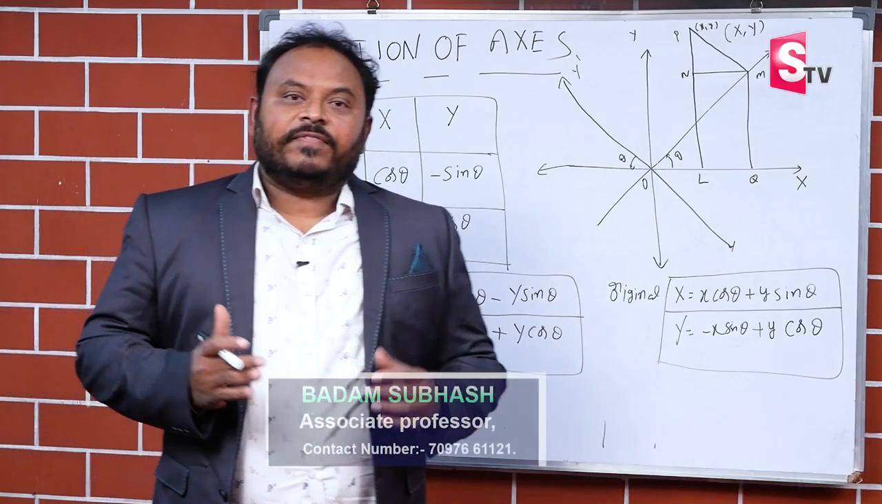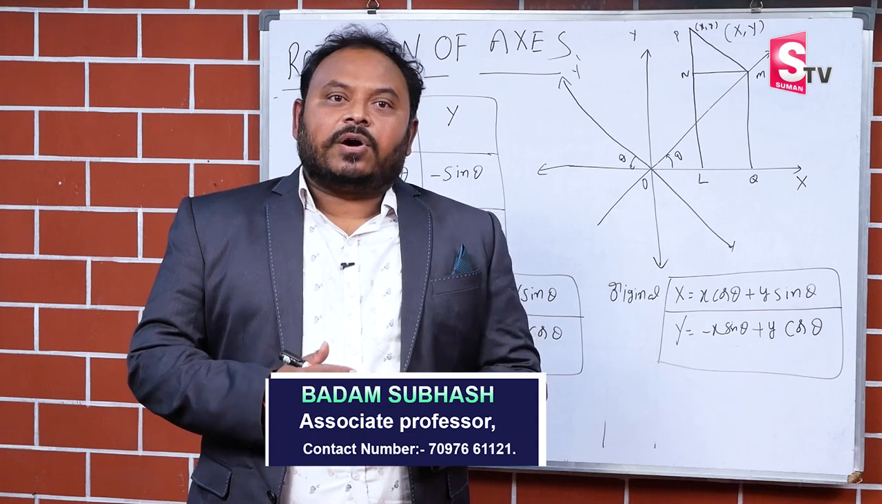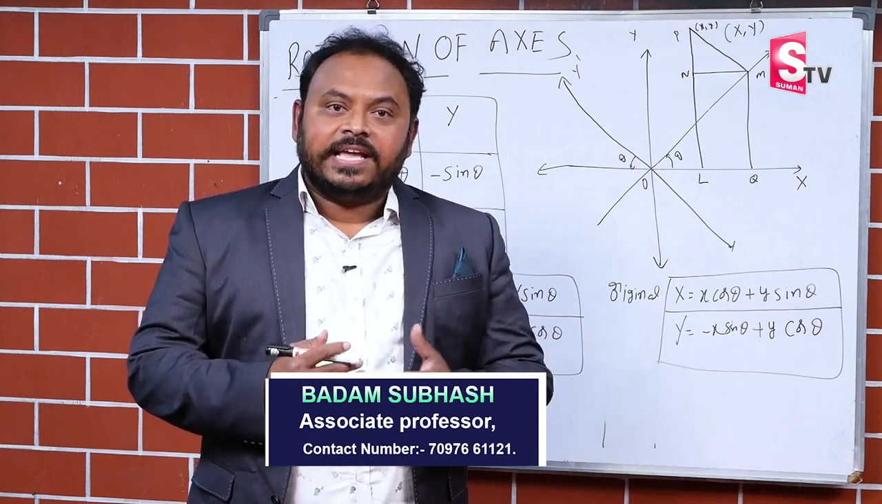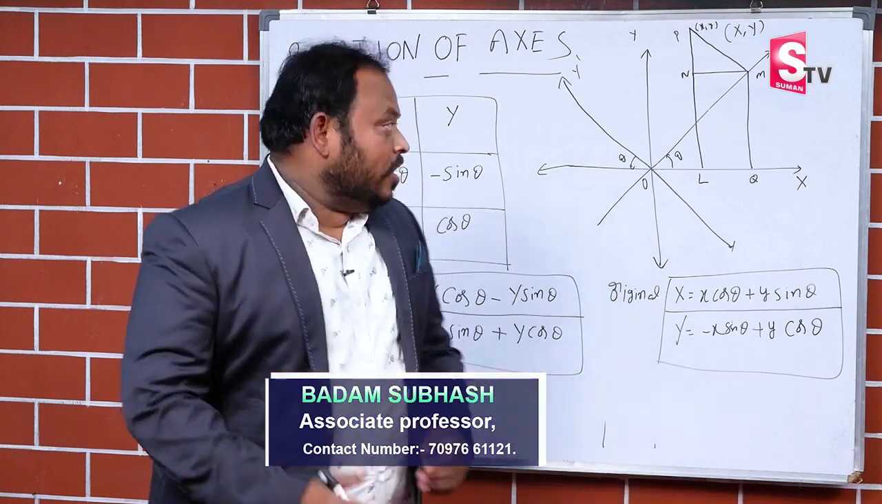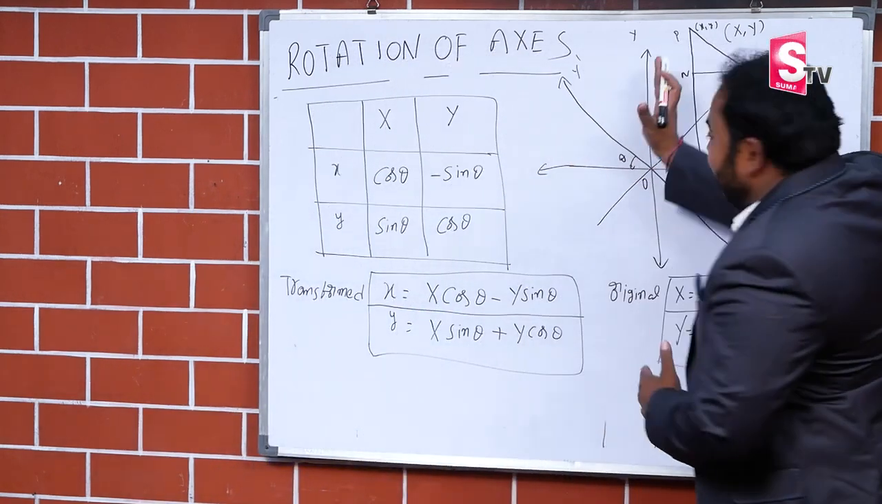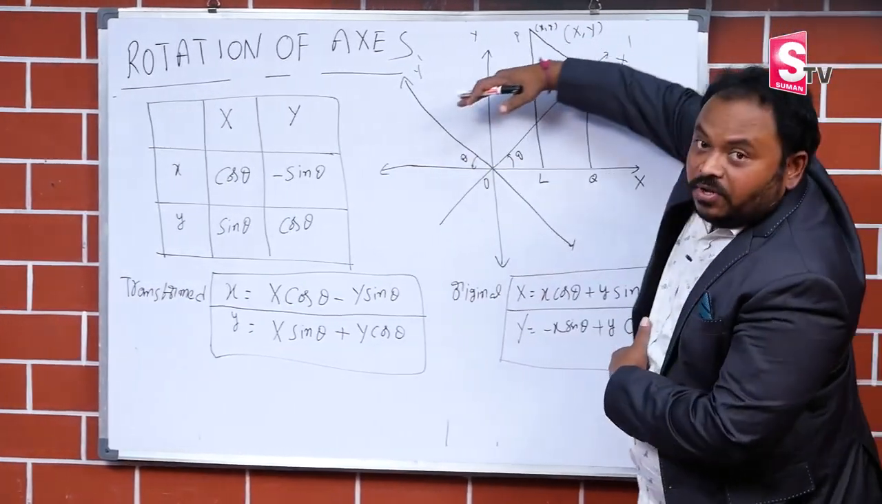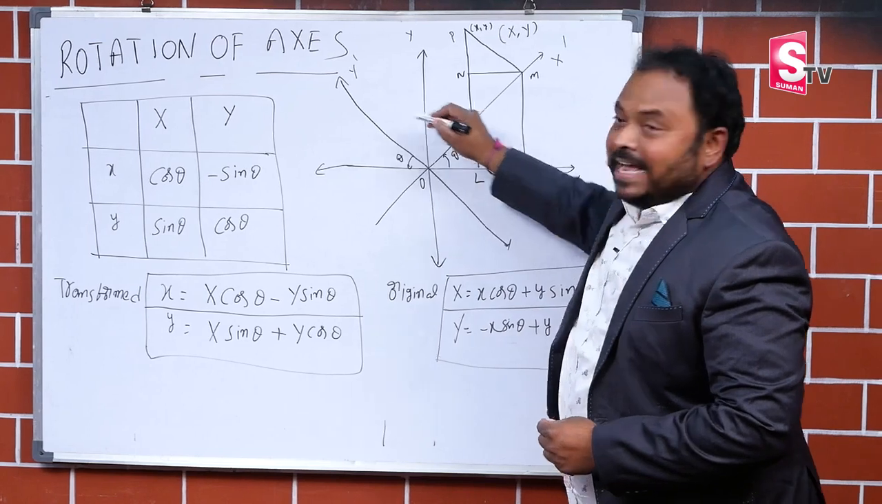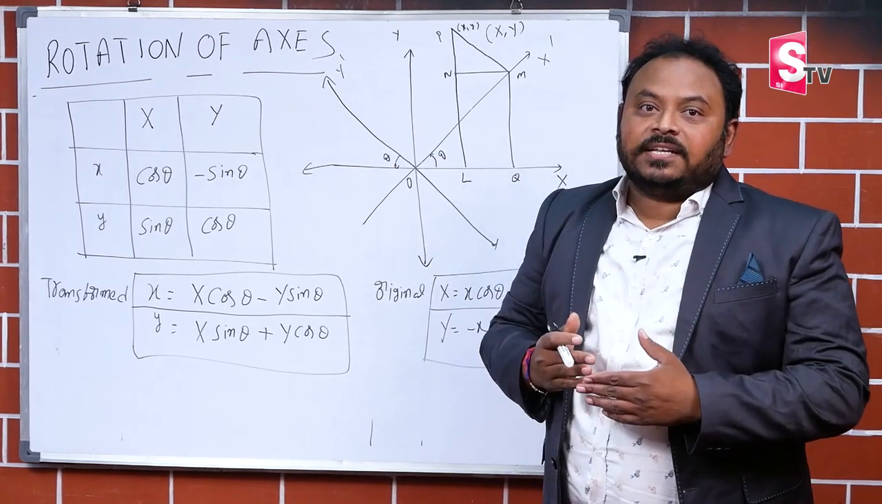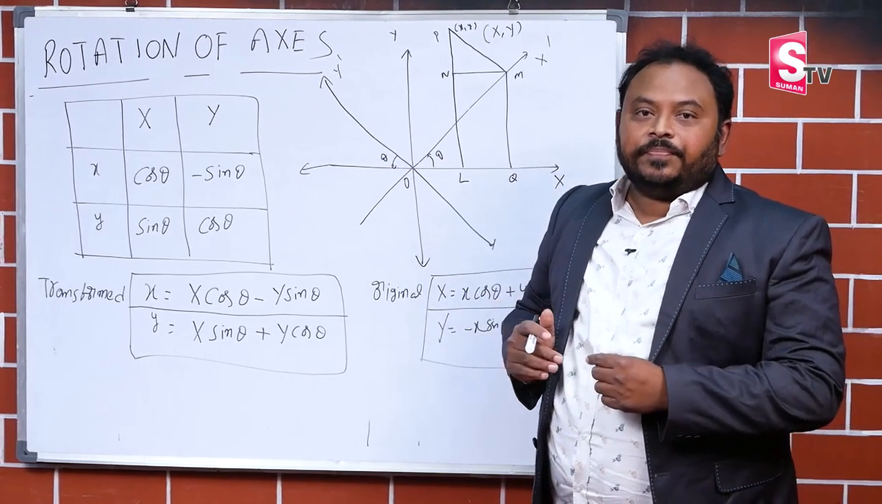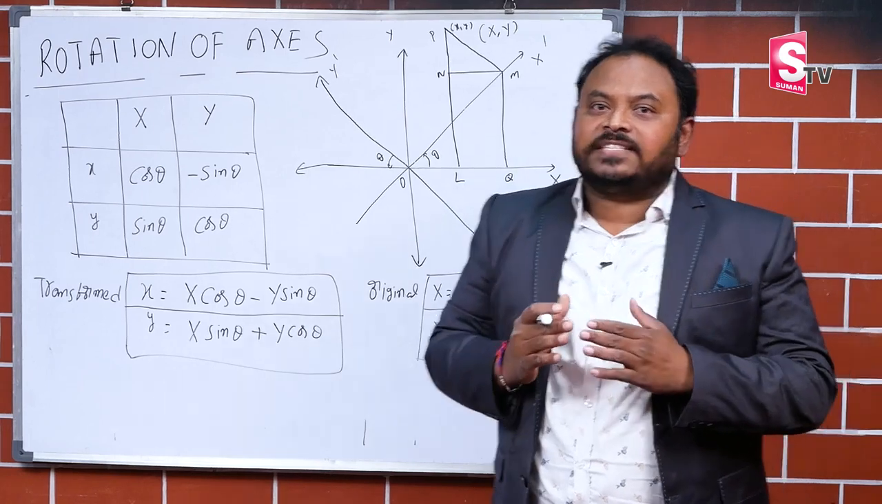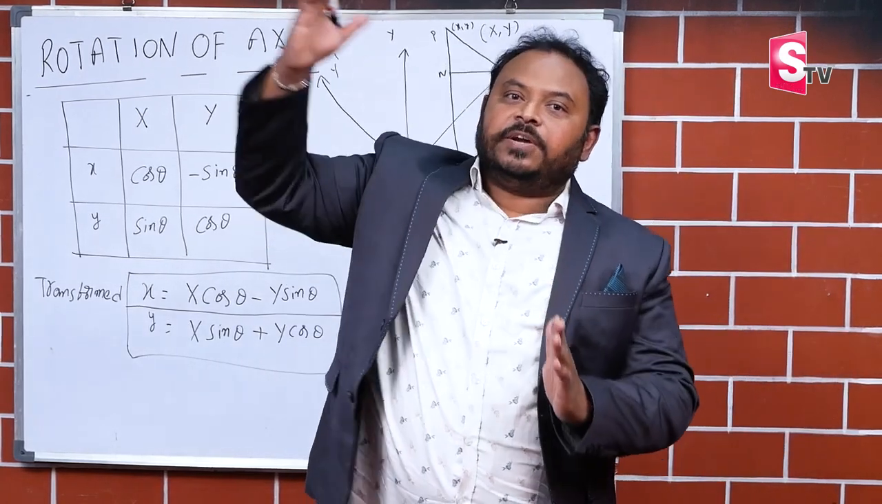In the transformation of axis, this is the second concept, rotation of axis. Here, the axis is rotating like this. It makes equal angles with both coordinates without changing the origin. In the first transformation of axis, the origin must be shifted.